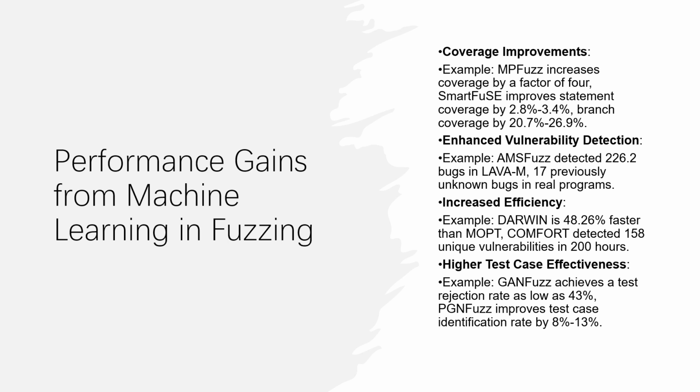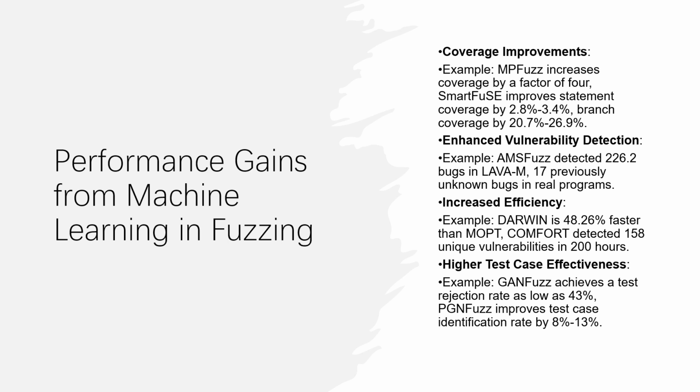Efficiency is another critical metric, referring to the total number of coverage paths or the number of test cases that trigger program crash in the same amount of time. Studies have shown that machine learning-based fuzzers achieve higher efficiency compared to traditional fuzzers. For instance, Darwin is 488.26 hours faster than MOPT. The Comfort detected 158 unique vulnerabilities by automatically running 250 self-generated for 200 hours.